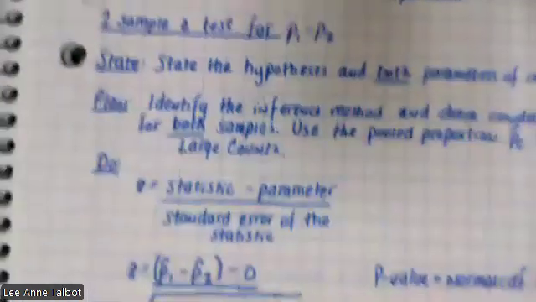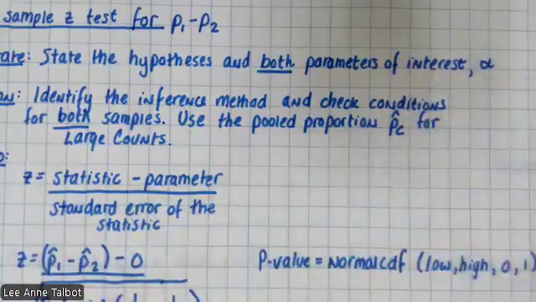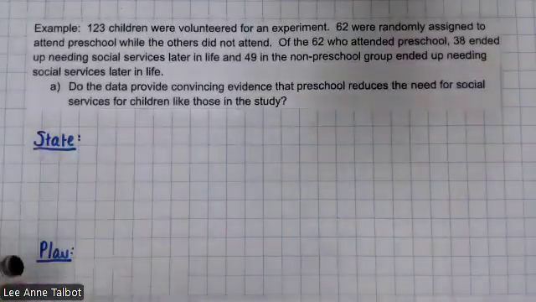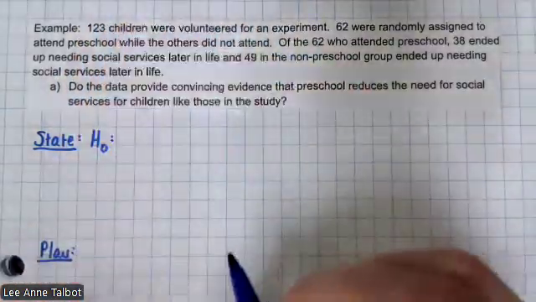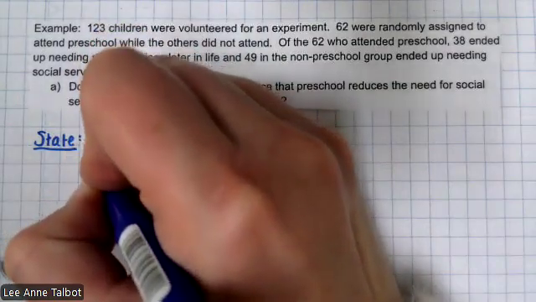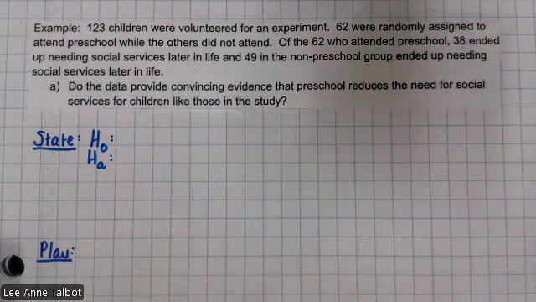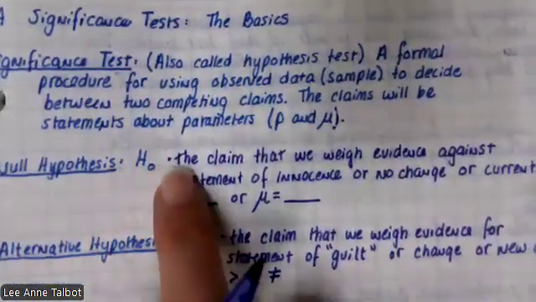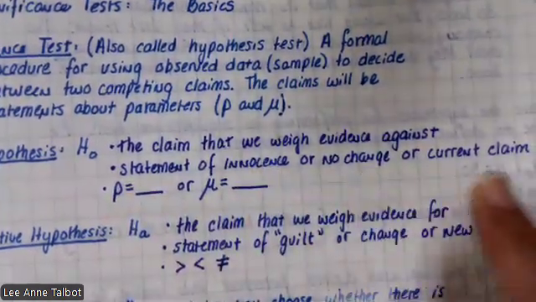Okay, so scrolling up here, it says that for the state, you state the hypotheses and both parameters of interest and alpha. Okay, so I know I need 2 hypotheses. I need a null hypothesis, which I lovingly refer to as the H0, and I need an alternative hypothesis that I lovingly refer to as the HA. I know that my hypothesis needs to be stated in parameters, and for this, I'm going to go back to the definition of null hypothesis. It says the claim that we weigh evidence against, statement of innocence, or no change, or current claim.